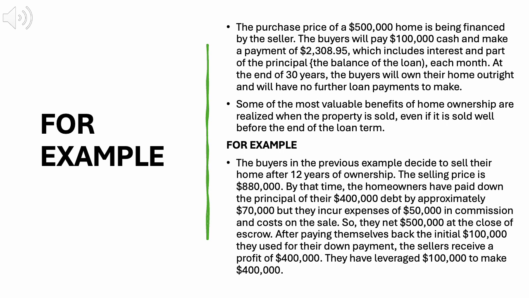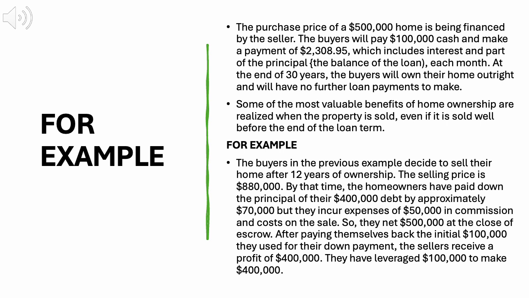Some of the most valuable benefits of home ownership are realized when the property is sold, even if it is sold well before the end of the loan term. For example, the buyers in the previous example decide to sell their home after 12 years of ownership. The selling price is $880,000. By that time, the homeowners have paid down the principal of their $400,000 debt by approximately $70,000, but they incur expenses of $50,000 in commission and costs on the sale. So they net $500,000 at the close of escrow.